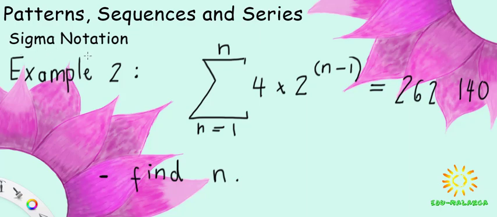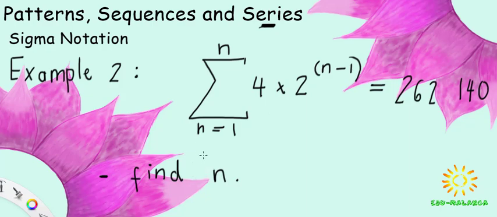Sigma notation is the fifth lesson in the first unit of the year, which is patterns, sequences, and series. We will do two more examples on sigma notation. This lesson is important because most of the questions you will see in your tests and in your exams on patterns, sequences, and series, especially when they are asking about series, will be asked in the form of sigma notation. So let's get into the questions.